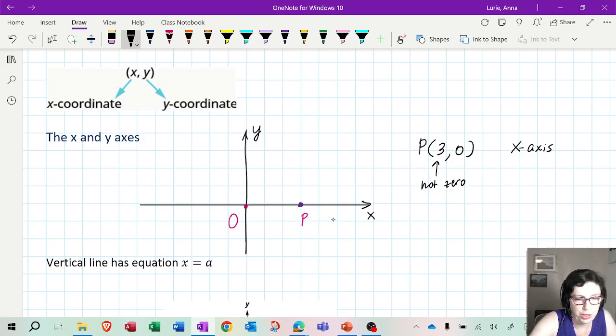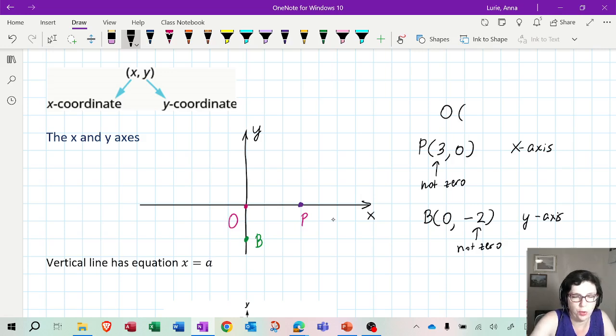Okay, and then what if you again started at O and then maybe you went 2 blocks down, so you are over here at point B. What are the coordinates of point B? Well, you did not have to go to the right or to the left, so that would be 0. And then you went 2 down, so that would be -2, right? And that point is going to be on the y-axis. So notice how on the y-axis, the y coordinate is not 0. Finally, the origin itself, you do not have to go anywhere. You're already at the origin. So both coordinates are 0, 0.